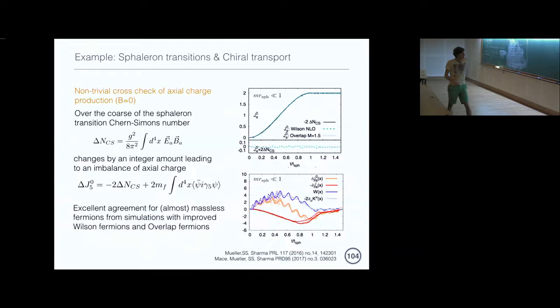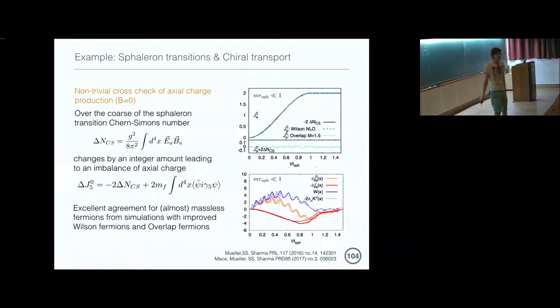Yeah. So since all of this is somewhat cumbersome, the first thing you should check is that this actually adds up, and you can realize the chiral anomaly correctly. And so let's first look at this in the absence of a magnetic field. So there's not going to be a chiral magnetic effect here, but let's first make sure that over the time scale of a Sphaleron transition, we induce the correct amount of axial charge.